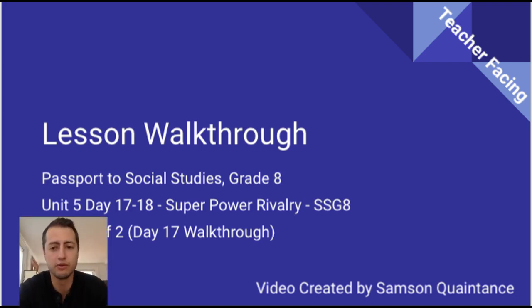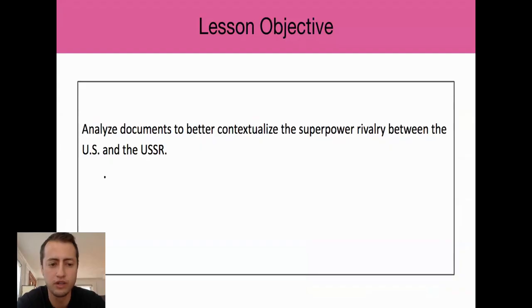In this video, I'm going to walk teachers through Day 17, Unit 5, which is the first lesson in a two-day lesson on the superpower rivalry during the Cold War between the US and the USSR. This lesson has students examining the ideas and events that defined the Cold War, and they're going to analyze documents to better contextualize the superpower rivalry.